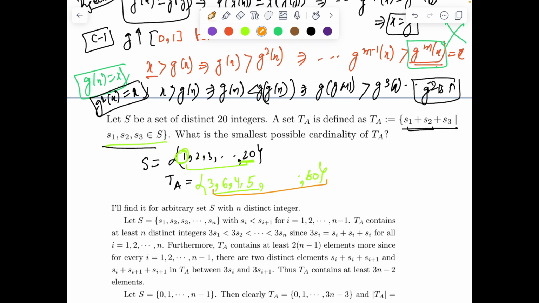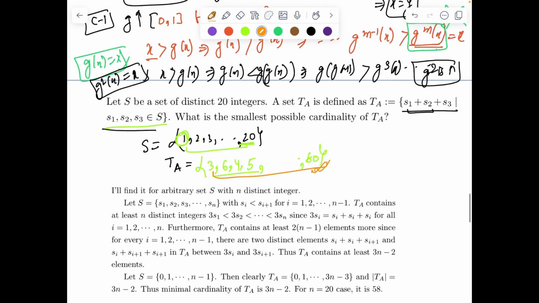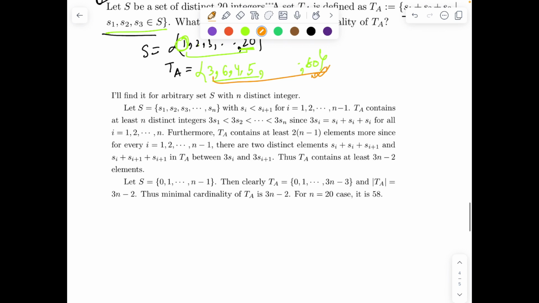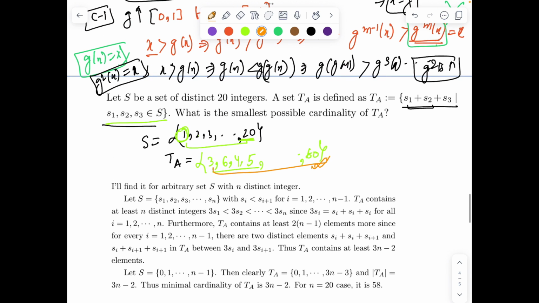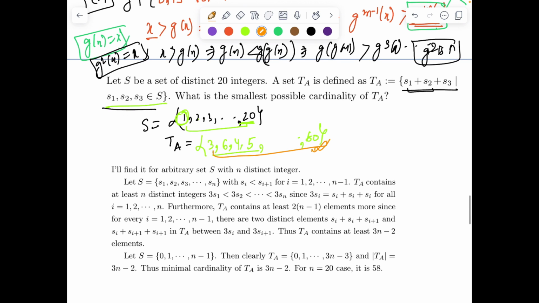Now the question is, will I be able to get everything between 3 and 60? Will every integer be obtained? The answer is yes, and that's not very difficult to see. Now my claim is, is this the smallest possible cardinality of this set? So for n equal to 20, what is the smallest possible cardinality of this set? If I take 20 distinct integers starting with 1, I'll get 58 distinct numbers. What if I start with 0, 1 to 90?